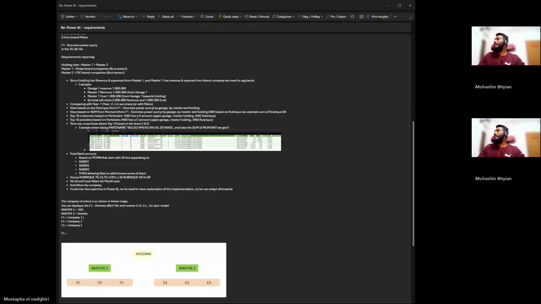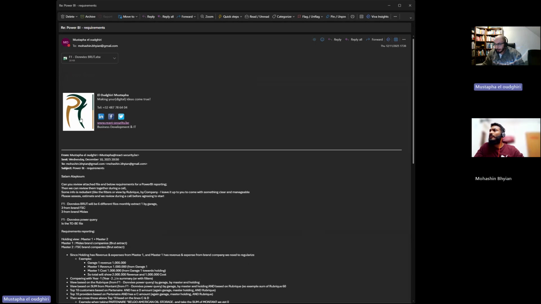So that's for the garages. It's a workshop, you know, they manage cars.